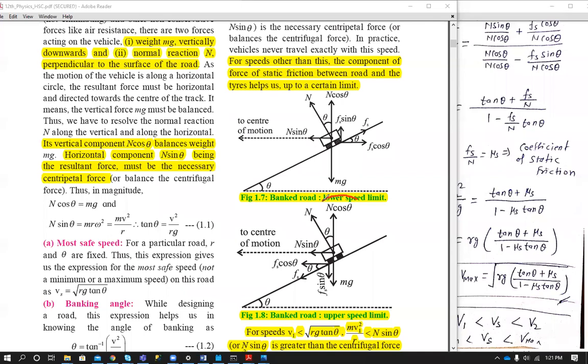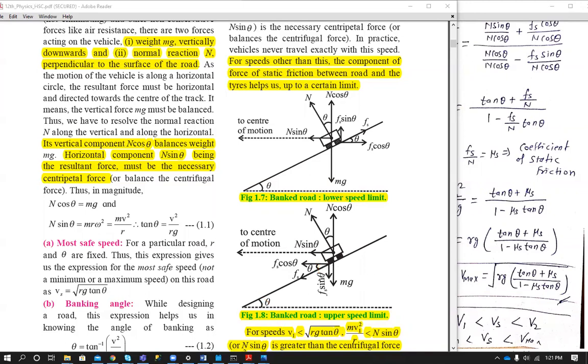Earlier, at maximum safety speed, n cos theta was balanced by mg. In this case, n cos theta along with the vertical component of the frictional force balances the weight. Now in this case, the frictional force fs is directed downward. You can see here a Z is formed, and this angle and this angle are the same, as we have learned in geometry. So this angle theta and this theta are the same.